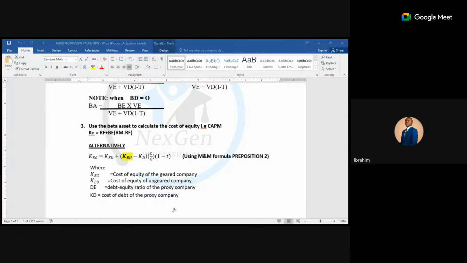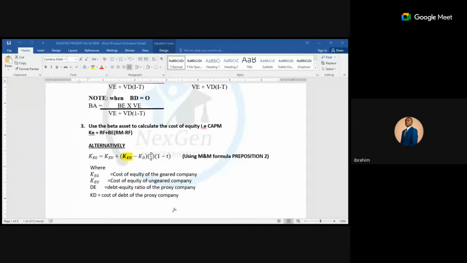So you need to check which of these approaches to use, based on the examiner and based on the question. If you look at it and Modigliani and Miller cannot work, switch quickly, move to the next one. Use the first approach. That is why I gave two approaches.